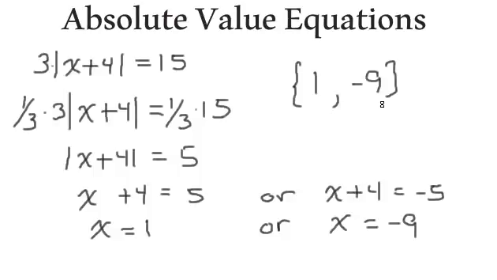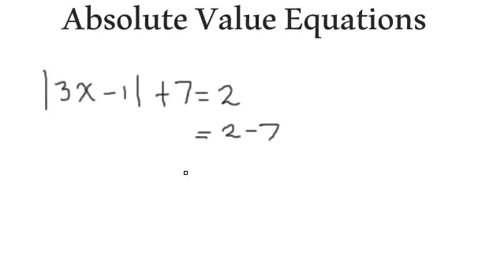Alright. So these are our solutions to the absolute value equation, and you can always check your work by plugging these numbers in. For example, let's plug 1 into here. You get 1 plus 4 is 5, and the absolute value of 5 is 5, and 5 times 3 is 15. So that works out, and I'll let you go ahead and plug negative 9 in and see what we get.